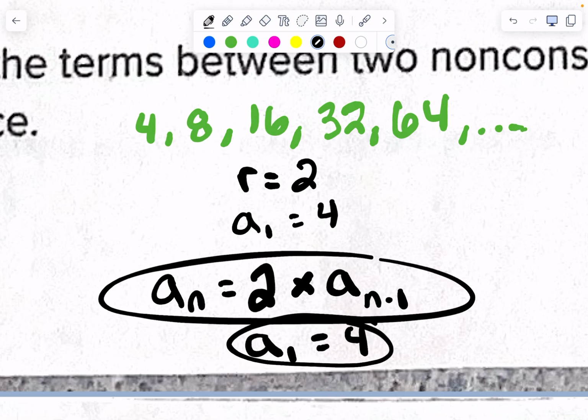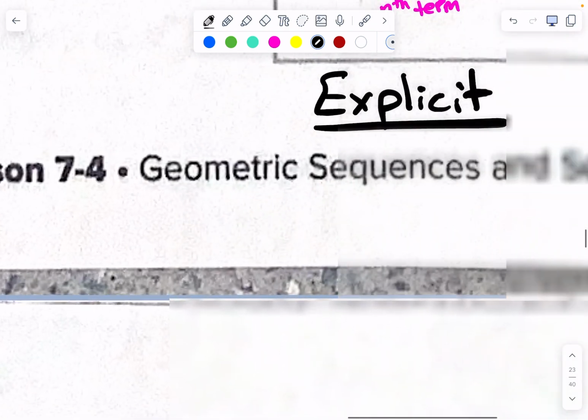I have to have both of those in place. That's my recursive formula. It says, here's the pattern, here's what you do each time, but the first term is 4. You multiply by 2 every time, but your first term is 4. Done. Got that? That's the recursive formula.